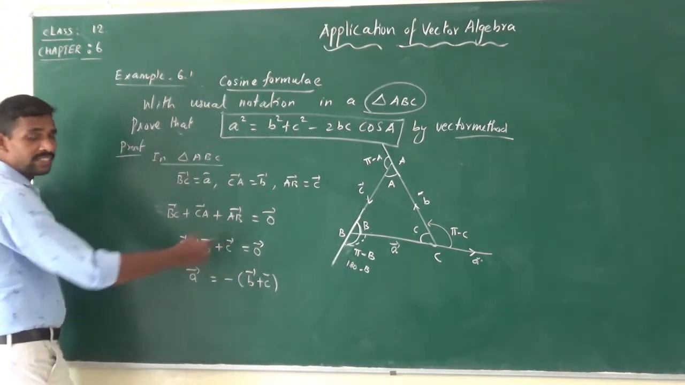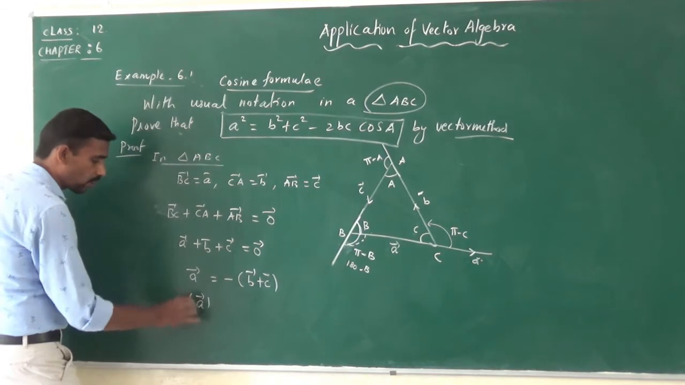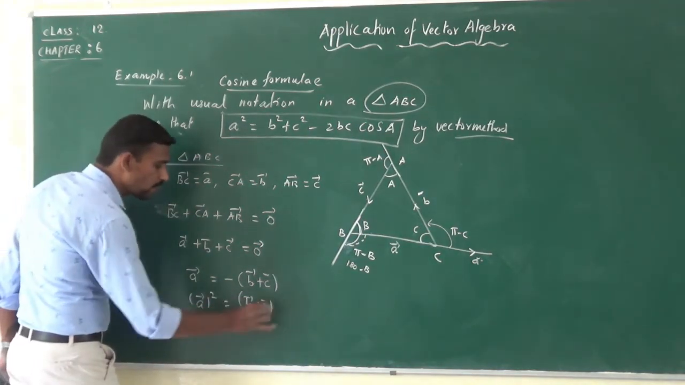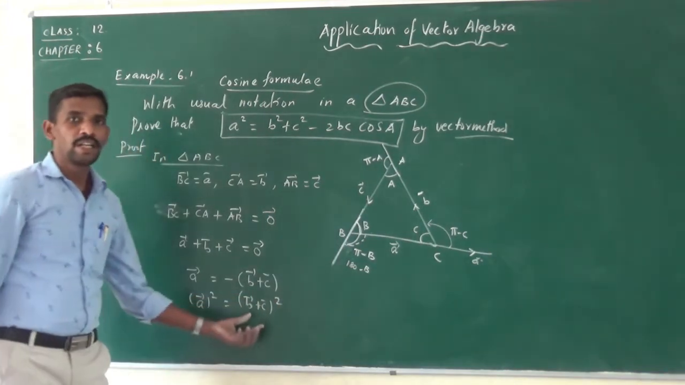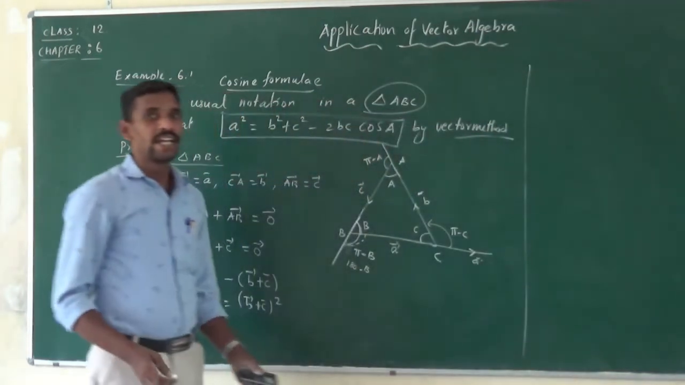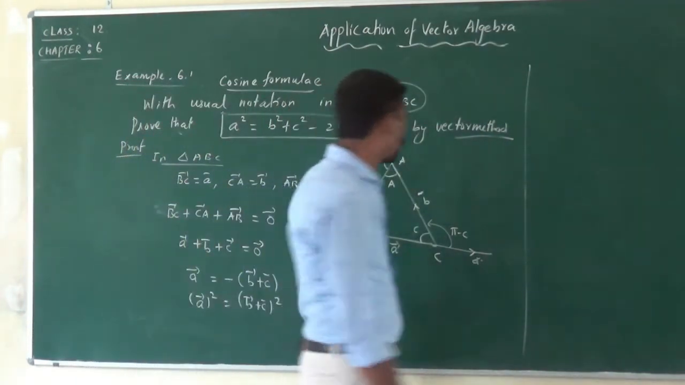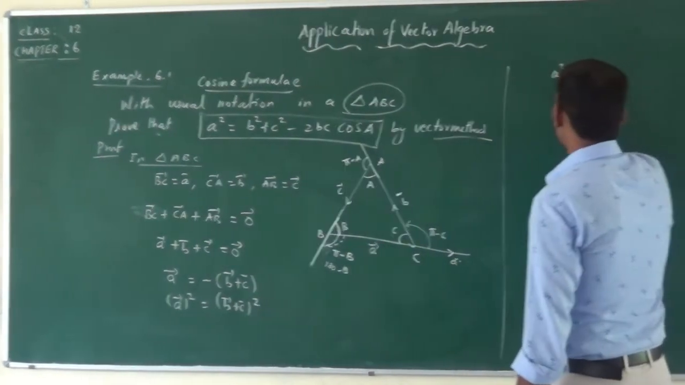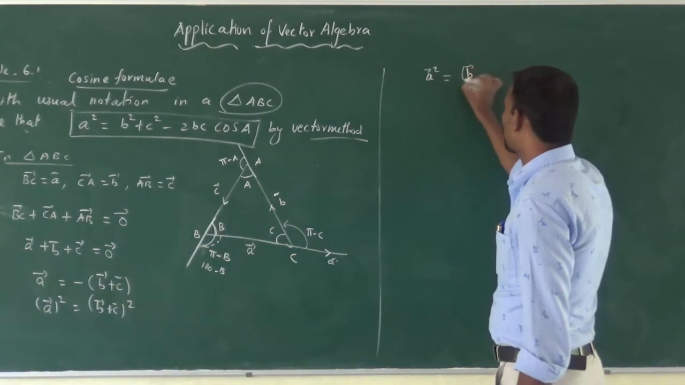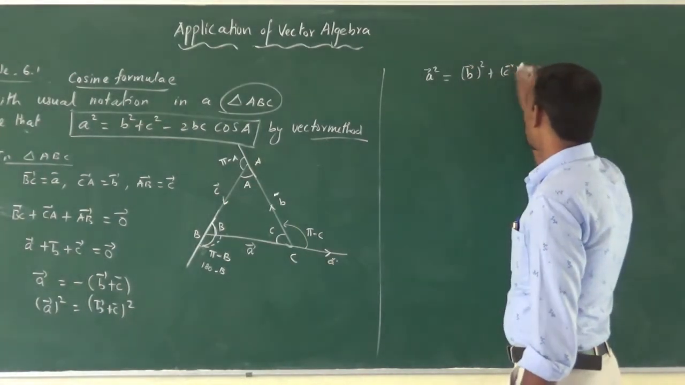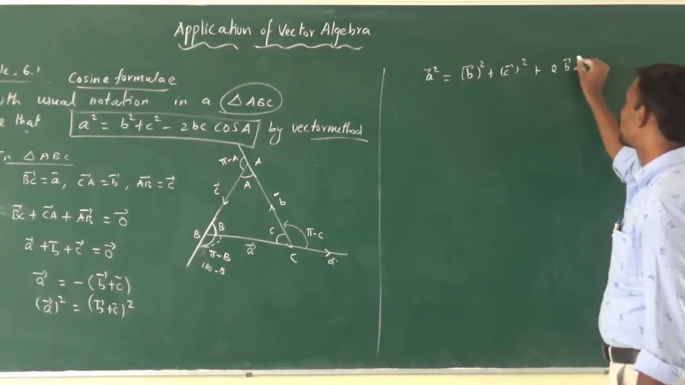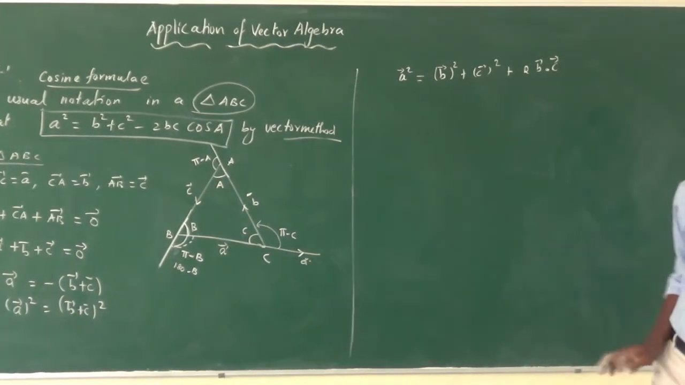Now taking the square values. The a vector whole square is equal to minus, the minus we cancel, no? So the b vector plus c vector whole square. Now we simply want to write the a plus b whole square formula. A plus b whole square, you know very well, is a square plus b square plus 2ab. The same thing you want to write here. So a square is equal to, here we have to write vector square, b vector whole square plus c vector whole square plus 2 into b vector dot c vector. We are using the dot product here.